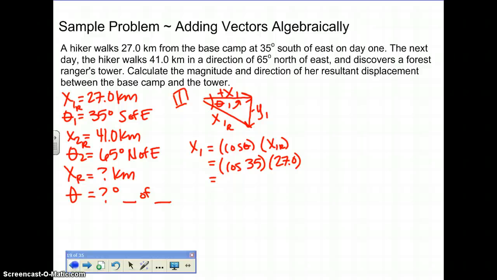All right, so that should give you roughly about 22. So your x1 is 22 kilometers. That's not a final answer, but it's pretty darn important, so let's star it.